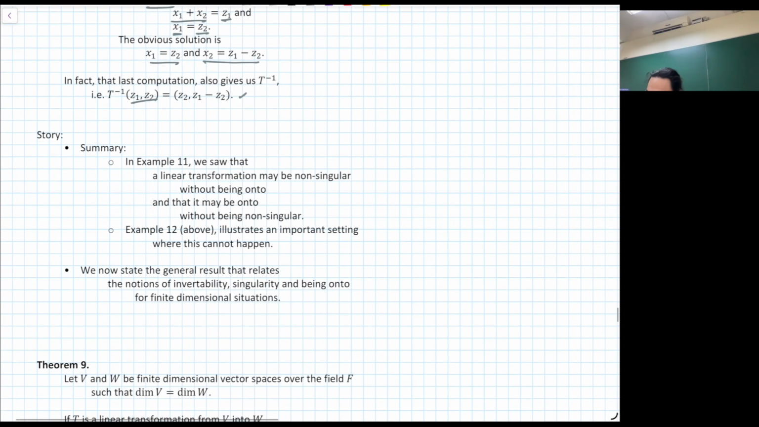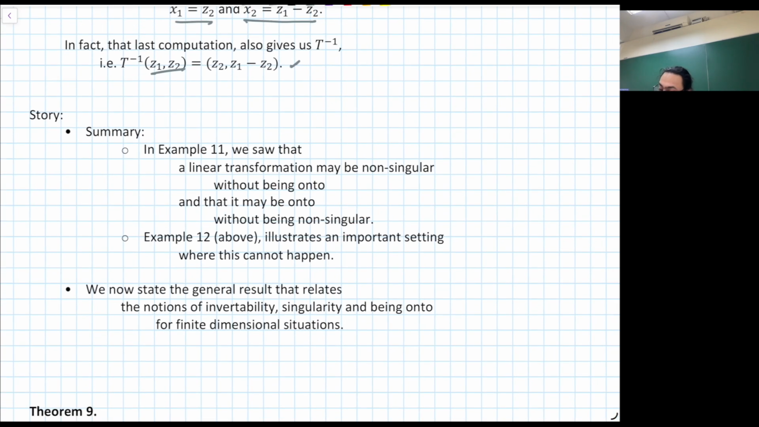Okay. All right. So let's continue then. Now in example 11, we saw that a linear transformation may be non-singular without being onto, and that it may be onto without being non-singular. That's what we saw, that sometimes even though it was singular, it was still able to span the entire codomain. That was the key, the example with the differentiation operator. Even though the kernel is non-zero, it's still able to span the entire thing.